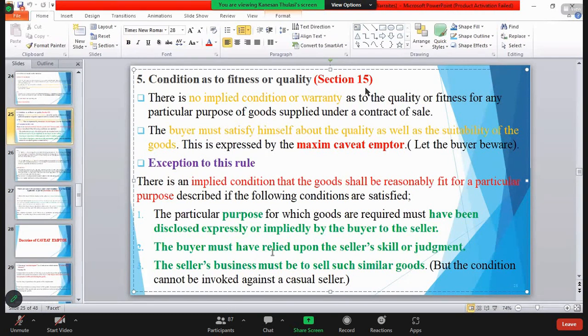Or the seller supplies some similar goods. In those circumstances, you need not be aware. Understand? That is what the caveat emptor rule says.